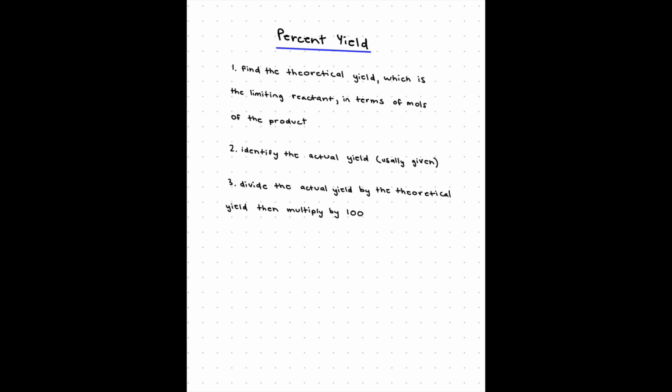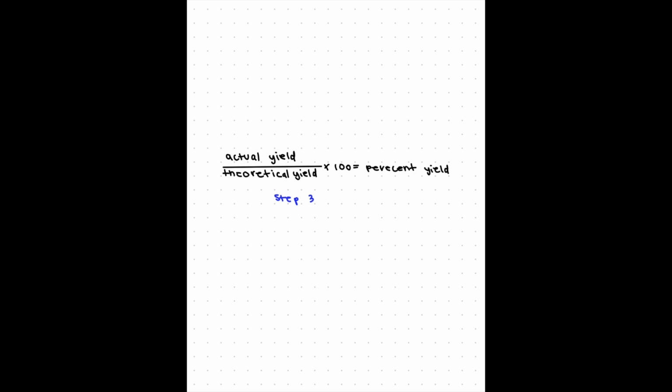The second step is to identify the actual yield, which is a value that is usually given. Lastly, divide the actual yield by the theoretical yield, then multiply by 100. Again, to make sure this value comes out correct, make sure the theoretical and the actual yield are in the same units. This is another visual aid I made that can act as a formula when solving percent yield problems. Pause to screenshot or copy down in your notes.